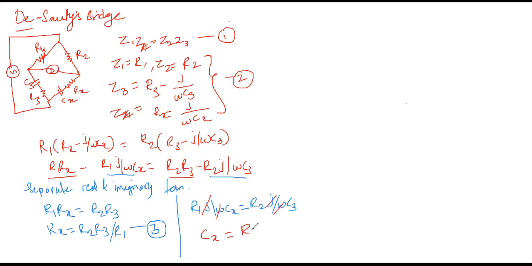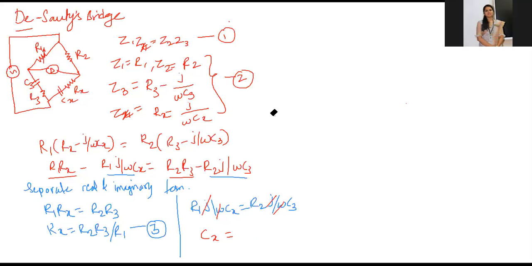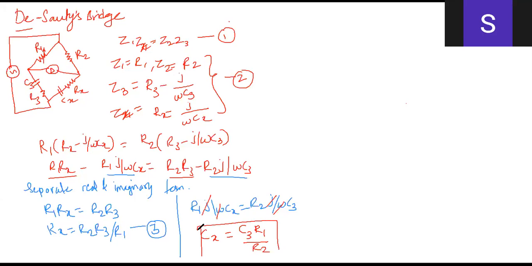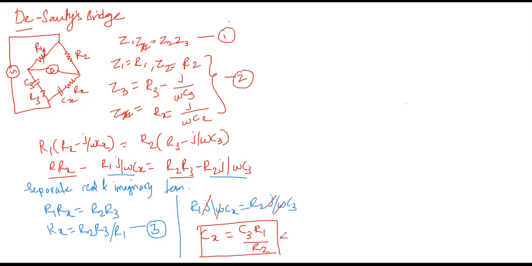And what remains here? Cx is equal to, not R3, what will come here? C3, right? C3 times R1 divided by R2, right? So this is our equation for the unknown capacitor Cx. This is our equation number 4.